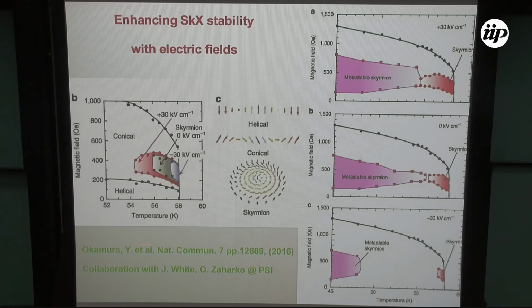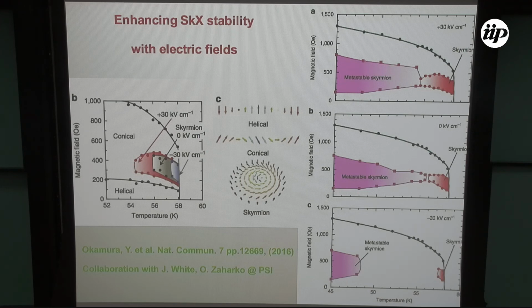And there are papers where Okamura and collaborators, and also now our collaborators, Jonathan White and others, Oksana Zaharko from PSI in Villigen, Switzerland, can show this. Let's focus on this picture. So you have magnetic field and temperature, and this is a three-dimensional case. Okay, so that's why you need finite temperature and finite field. Here is zero field, and you have your skyrmion phase, and then you apply some electric field in one direction or in the other, and this makes your skyrmion lattice phase larger or smaller.